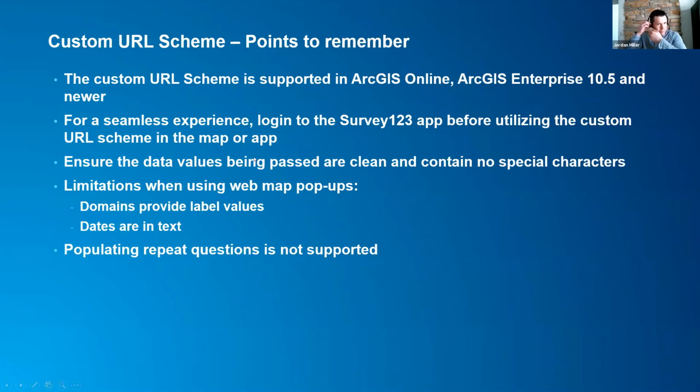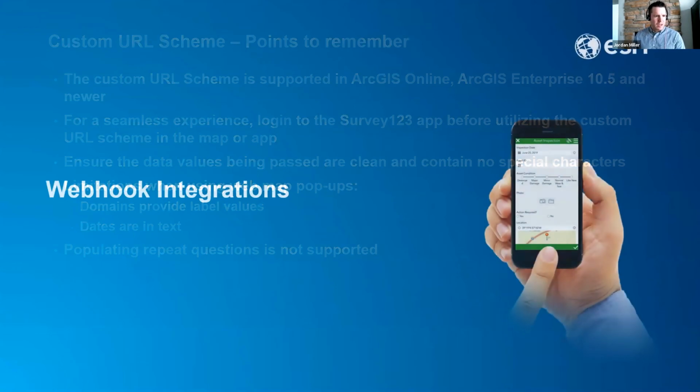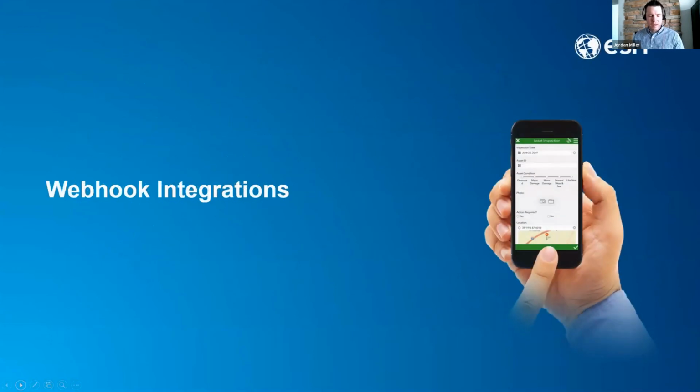Make sure that for that experience you log into Survey123 before utilizing the custom URL scheme. This is just going to bypass any issues you have about bouncing it off any type of permission limitations, anything like that. Just some other ones when using web map pop-ups: domains provide label values, dates are in the text, and populating repeat questions is really not supported at this time. So anyway, let's get cooking on this next bit.